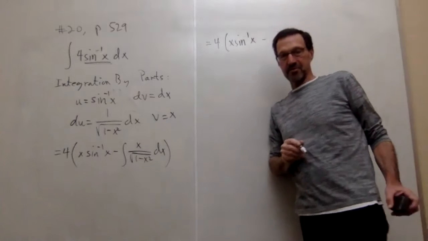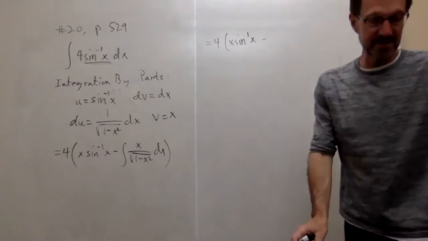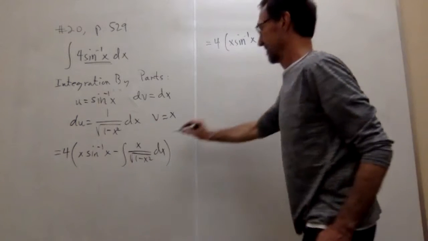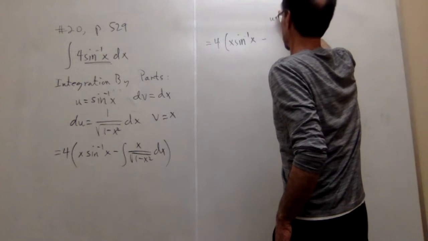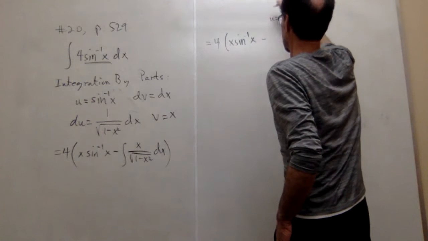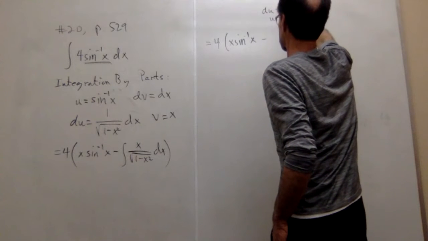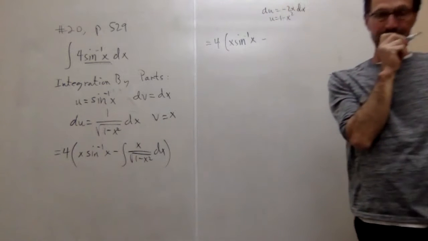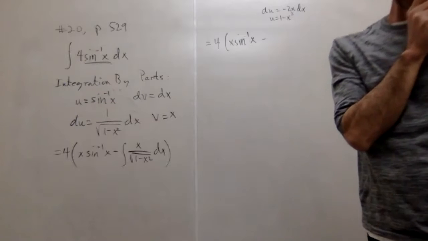And sometimes I don't write out all the details of the substitution. I'll do it here. So in this integral, we're going to replace 1 minus x squared with u, and then du is minus 2x dx. You see that okay, Thomas? Yes.